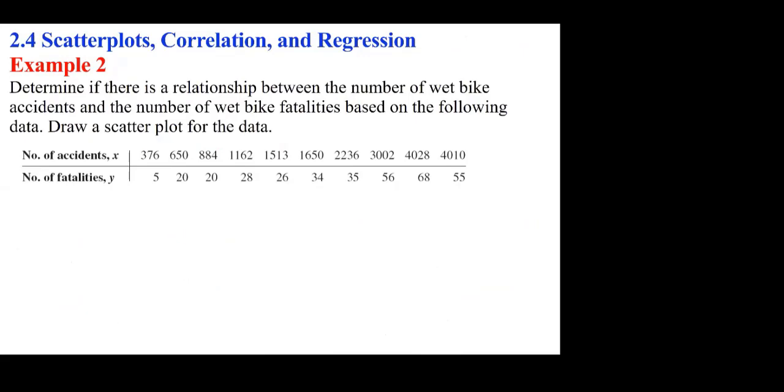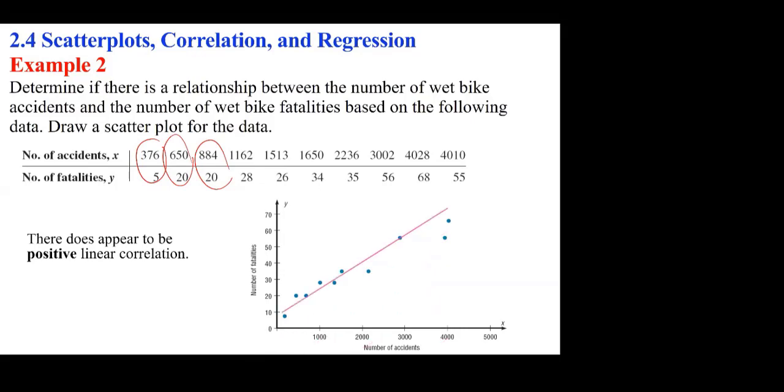All right, we want to see if there is a relationship between the number of wet bike accidents and the number of wet bike fatalities based on the following data. And so plotting the pairs shouldn't be a big deal. We can plot those pairs. This is X and Y. This is another X and Y. This is another X and Y. And when we plot those, there seems to be a positive linear correlation according to the scatter plot. Again, this will be discussed with more details in later chapters.